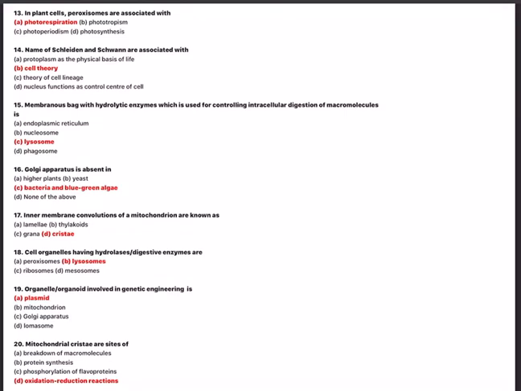Question 18. Cell organelles having hydrolases or digestive enzymes are lysosomes. Next, question 19. Organelle or organoid involved in genetic engineering is plasmid. In fact, we define plasmid as extra chromosomal circular DNA. Extra chromosomal, other than chromosomal.